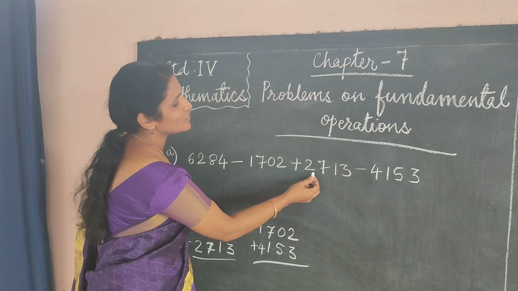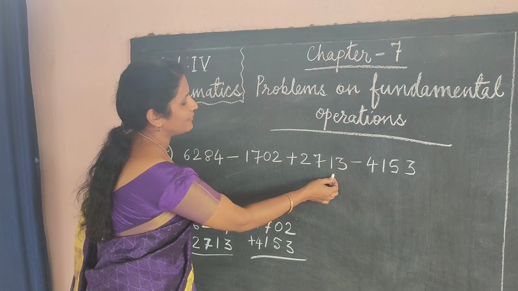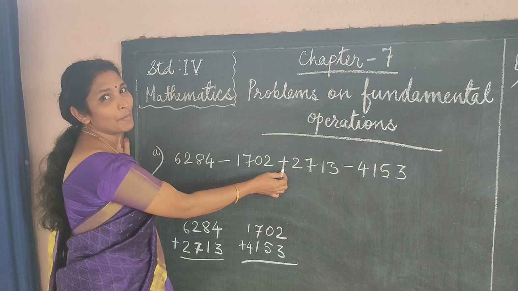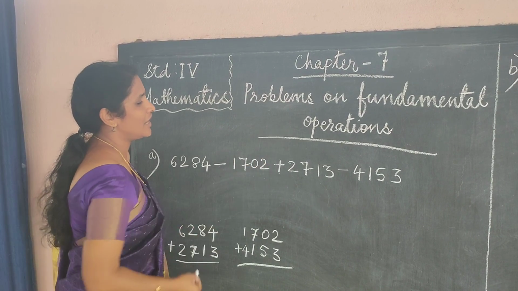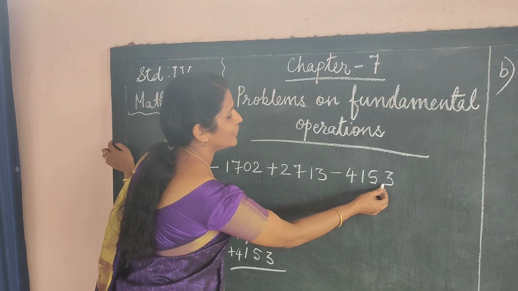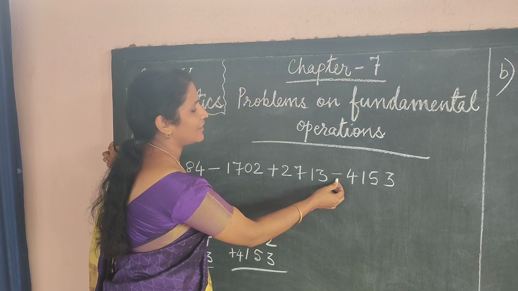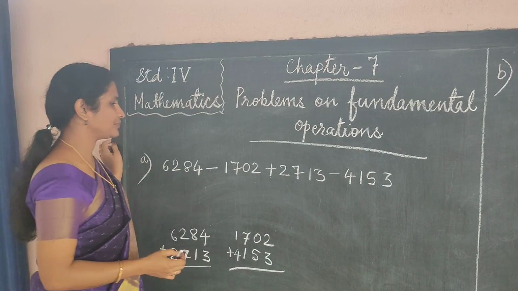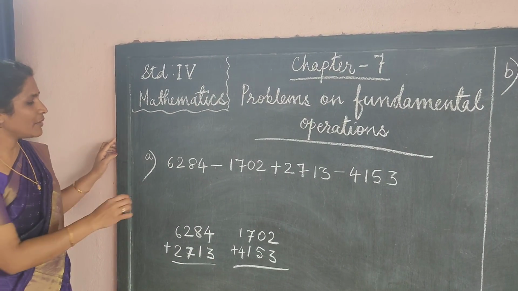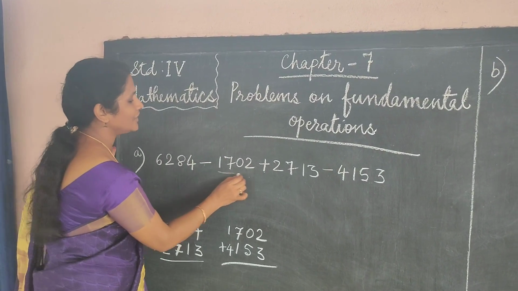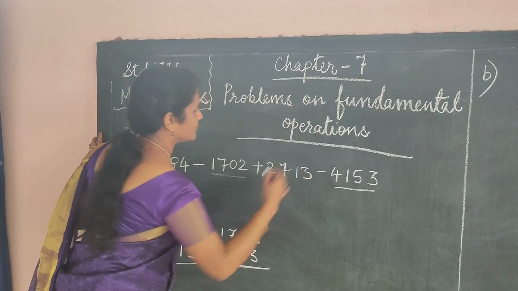Now next number is 2713. What is the sign of 2713? Plus. Plus sign is written before the number. And what is the sign of 4153? Minus sign. Because minus sign is written before this number. You can see two numbers are with plus signs and two numbers are with minus signs.